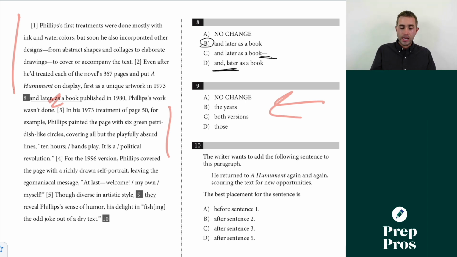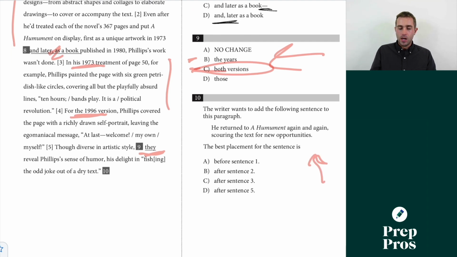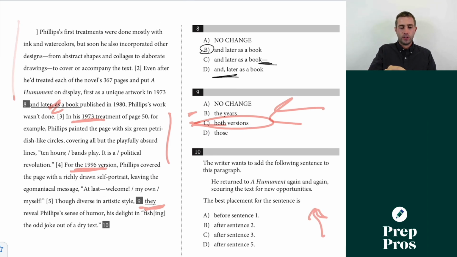Cool. So the issue here is I have no idea what the "they" is referring to. So as I look back through, I need to see which of these two words are going to be clearly referring to what we've been talking about. Well, we saw this treatment, we saw this treatment. So we're talking about both versions is what we're referring to. Now, question 10, a logical placement question here. This is one place that a lot of students really get tripped up.